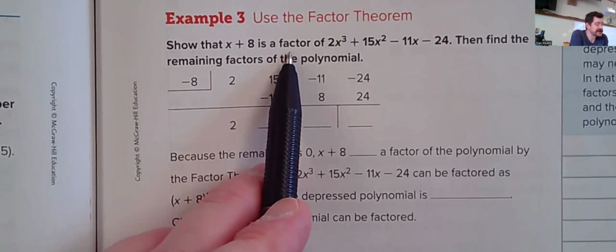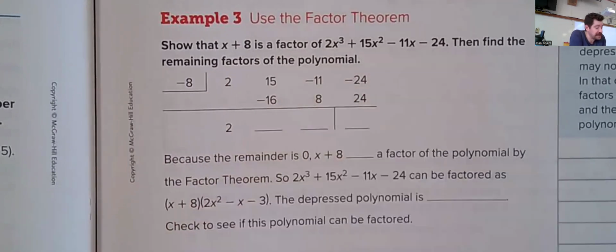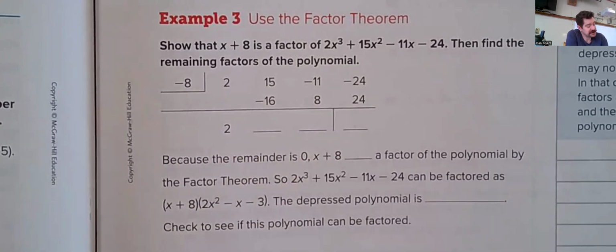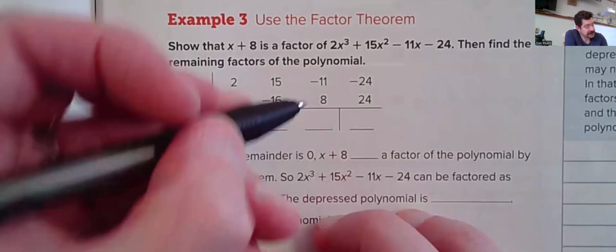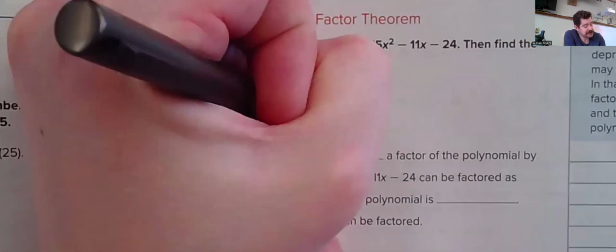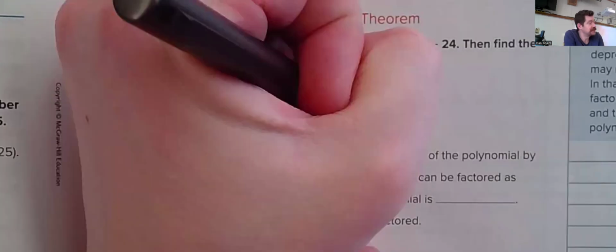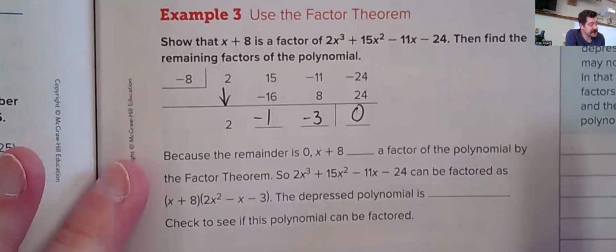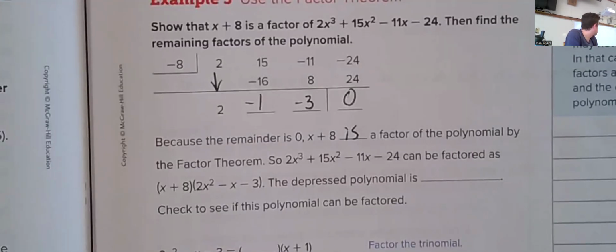If this binomial is a factor of this polynomial, the remainder must be 0. So that number here needs to be 0. If we drop down the 2, multiply by -8, we get -16. Plus 15 would be -1. -1 times -8 is +8. Plus -11 would be -3. -3 times -8 is +24. And -24 plus 24 is 0. Therefore, x plus 8 is a factor. Because the remainder is 0, x plus 8 is a factor of the polynomial by the factor theorem.